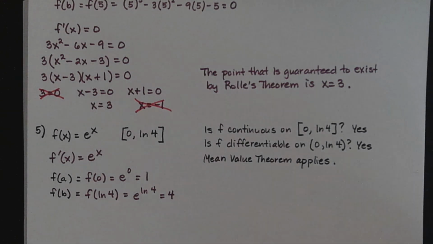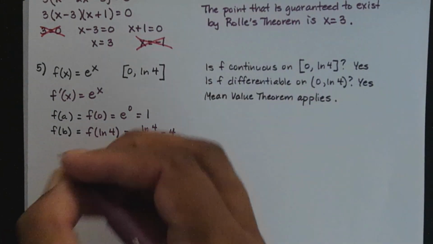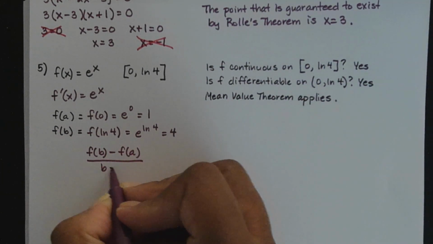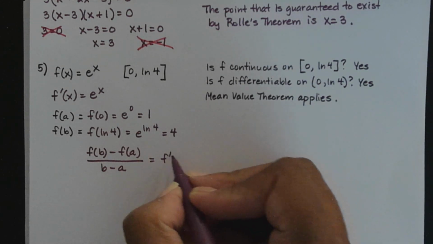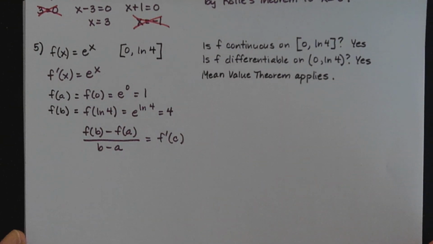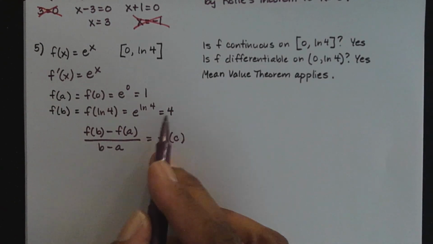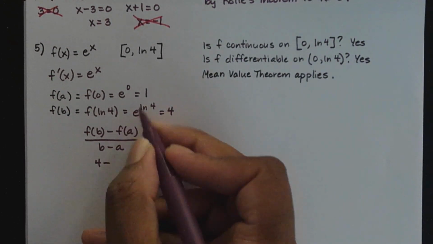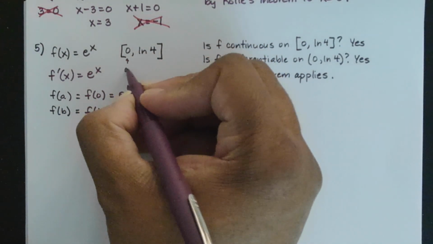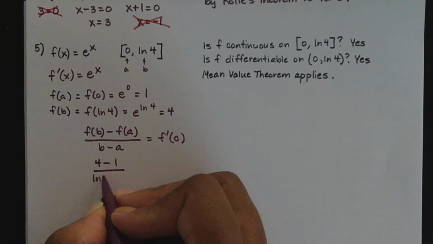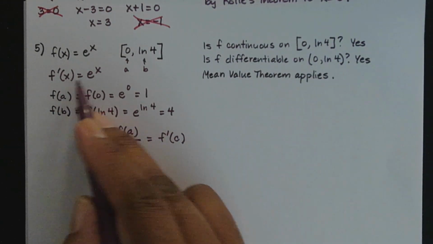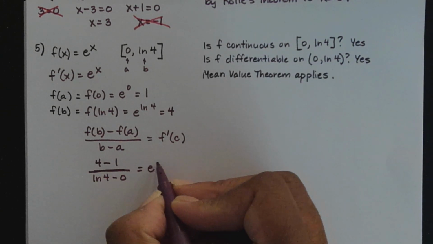Okay. So now we're going to use the mean value theorem where you have f of b minus f of a, divided by b minus a, equals f prime of some constant c. In this case, f of b, we found to be 4, minus f of a, we found to be 1. That's over b minus a. Here's a, and that's b. b is ln of 4 minus a, which is 0. And that's equal to, well, f prime of x was e to the x, so f prime of c would just be e to the power of c.